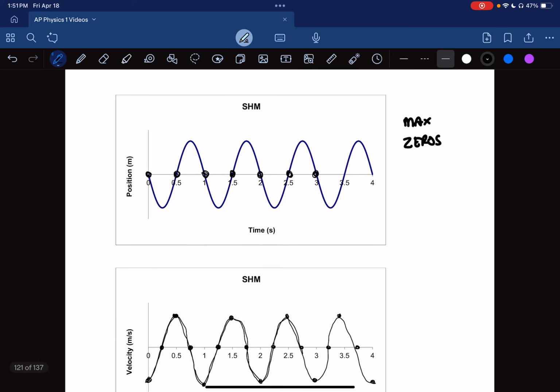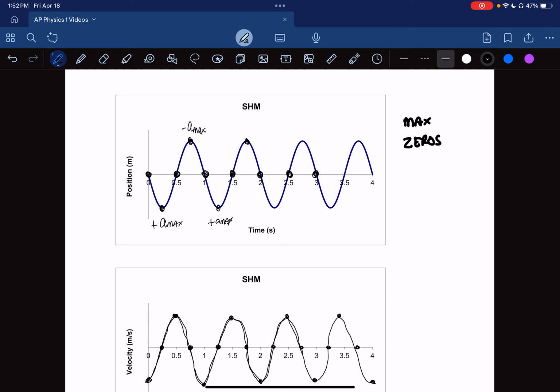Okay, where are now the maximum accelerations? It will accelerate maximally here and here and here and here. And so this is positive A max, this is negative A max. Because it's shifting positive, here it's shifting negative, and so on.